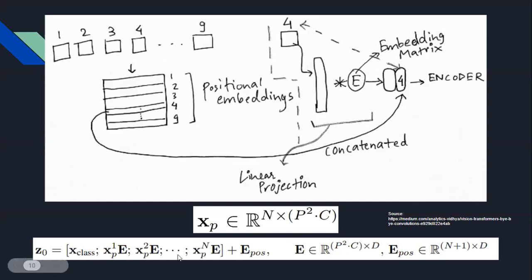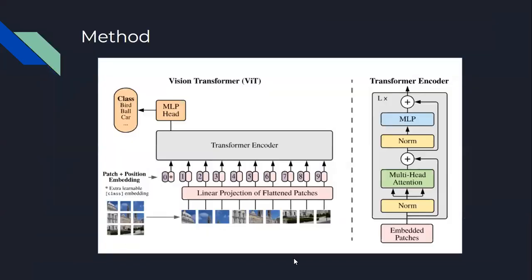Also, each one of these flattened patches has the same learned E matrix applied to it. And at the end, both of these are concatenated or added together in a lot of applications that I've seen. So this E_pos is this right here, and it's added to the entire embedding matrix.